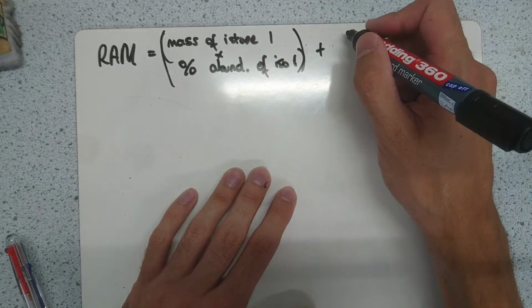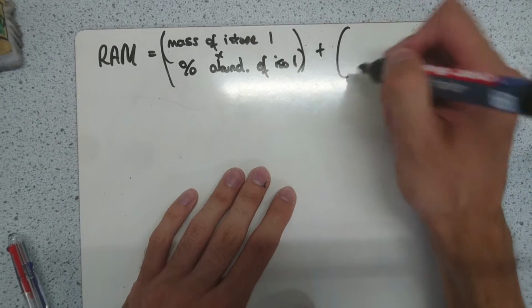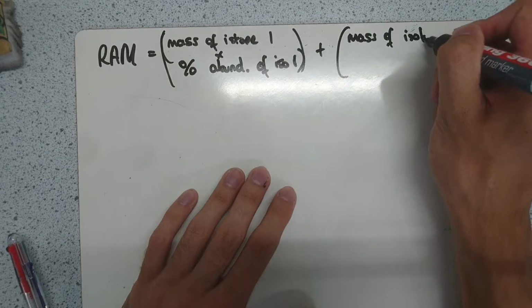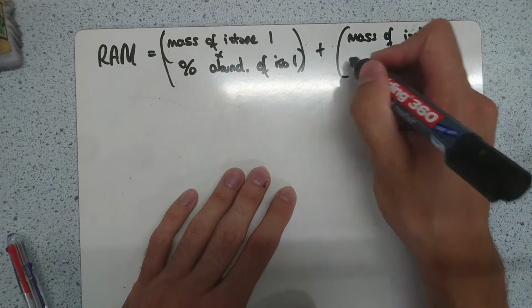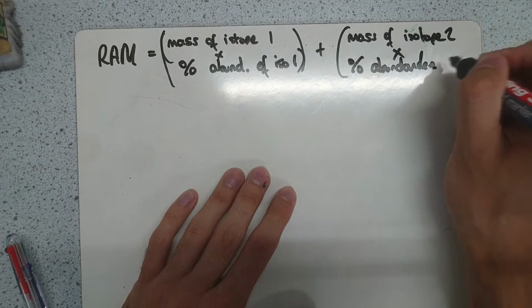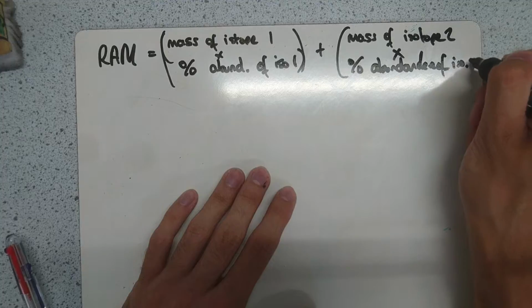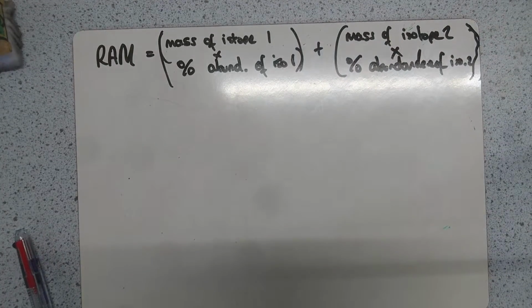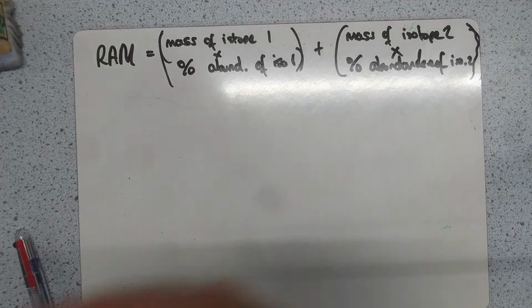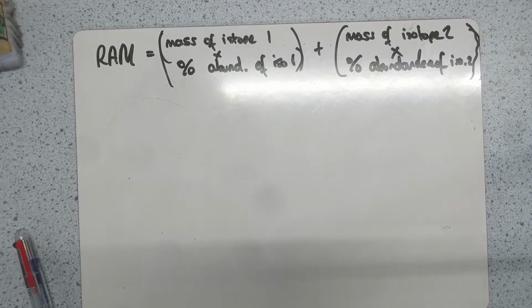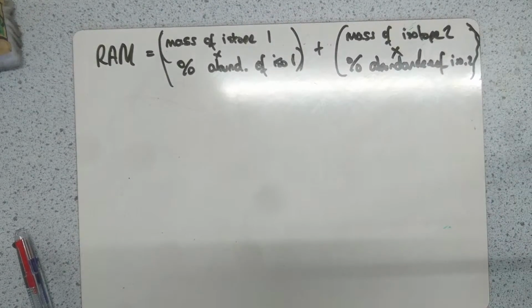And we're going to add that to the mass of isotope 2 times percentage abundance of isotope 2. Ooh, bit of a squiggle there. We could carry on going if we had a third isotope. We'd do mass of isotope 3 times percentage abundance of isotope 3. We'll just keep on adding on and adding on, making sure it's all in brackets, it's separate.